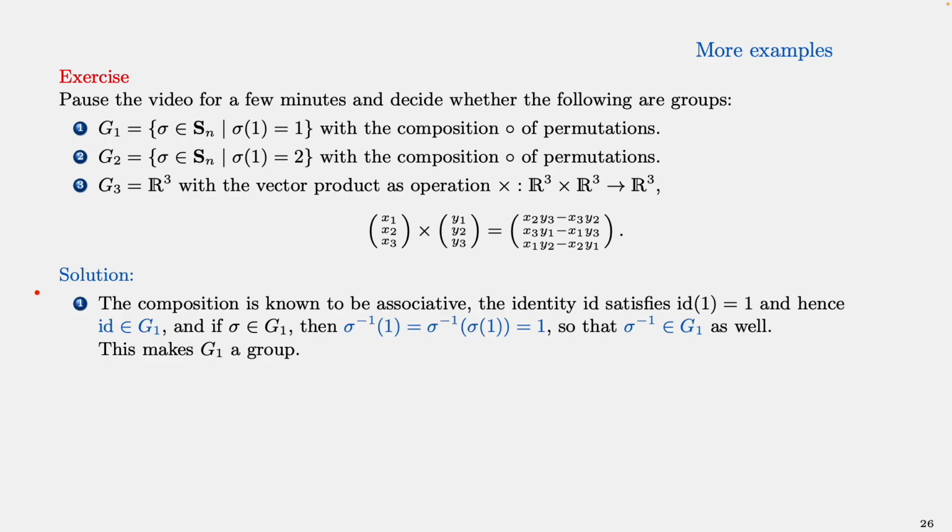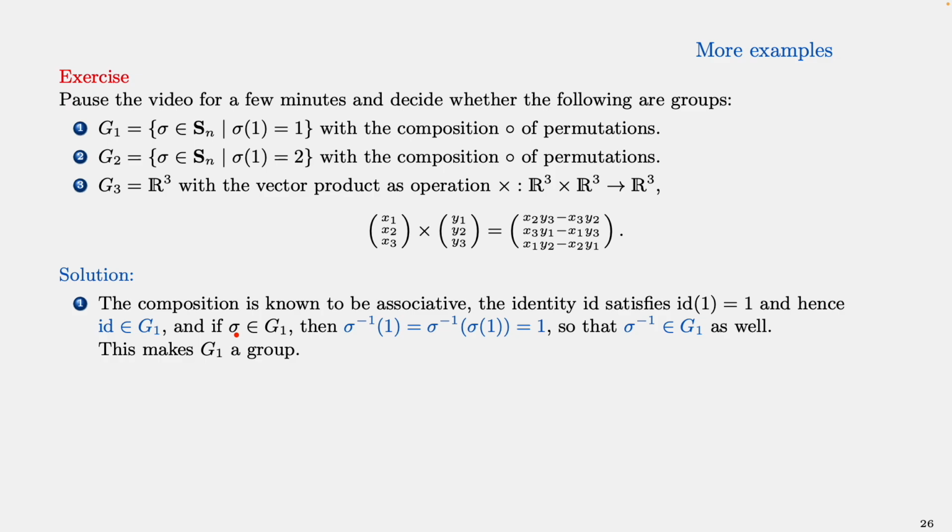So here's the solution. For the first example, we know that the composition is associative, so we don't have to prove this. The identity, so the neutral element, satisfies that it maps number 1 to number 1, so that's good. It's contained in G1. And if we have a permutation in G1, then let's look at the inverse of this permutation. What does it do to 1?